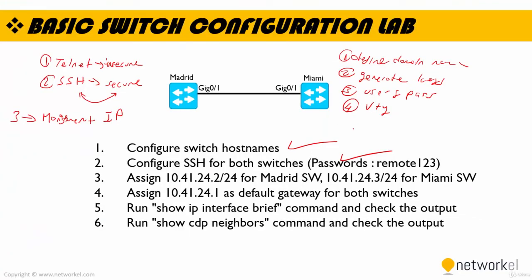Step 3 accomplished. Now let's take a look at the fourth step. The fourth step is telling us to assign 10.41.24.1 as the default gateway for both switches.